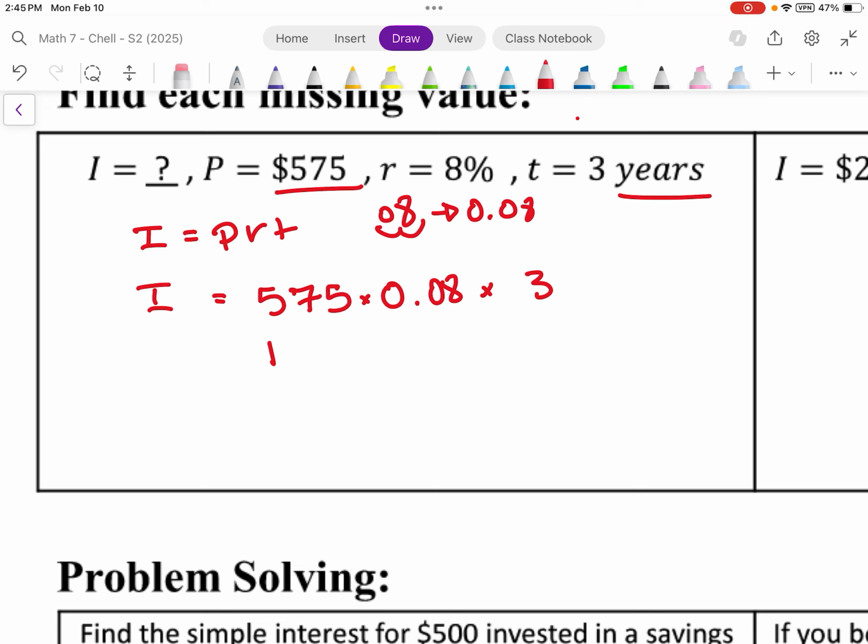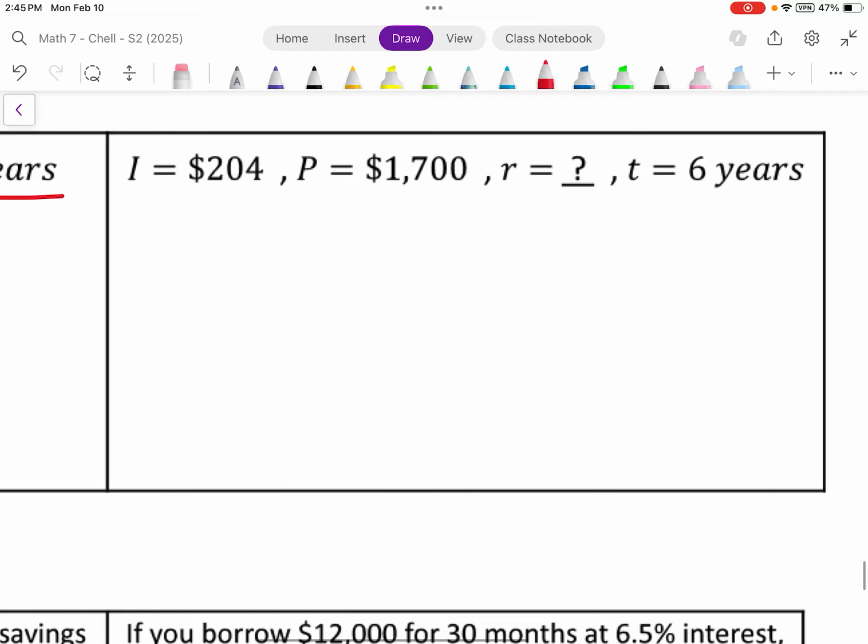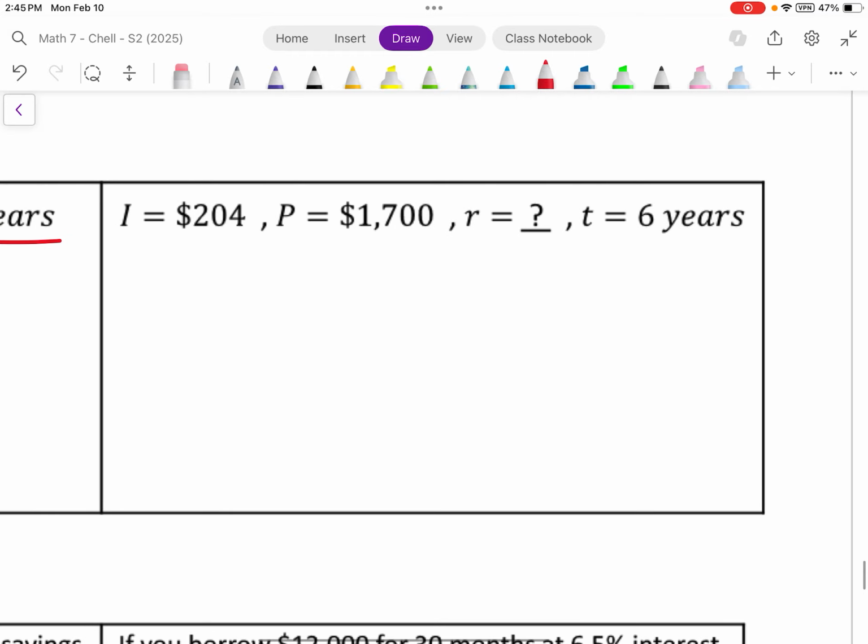We will have $138 of interest. Okay. So now I'm gonna have you guys do the next one by yourselves. So I'm gonna give you guys some time to pause the video and work this by yourselves, okay? All right, so hopefully you guys solved it by yourselves. So let's do this, okay?